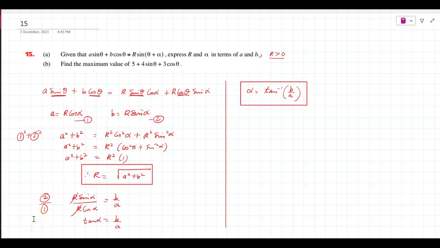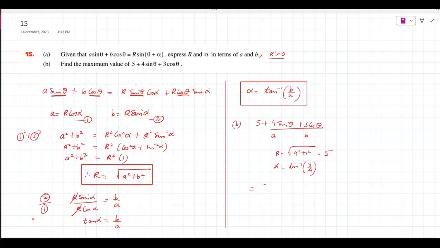What I will do in this case to find the maximum value is combine these two functions. I'll combine 4 sine theta plus 3 cos theta into a single function. So you compare this: this is like your a and this is your b, correct? So your r will be root of 4 square plus 3 square, so r will be 5. Alpha will be tan inverse 3 upon 4.